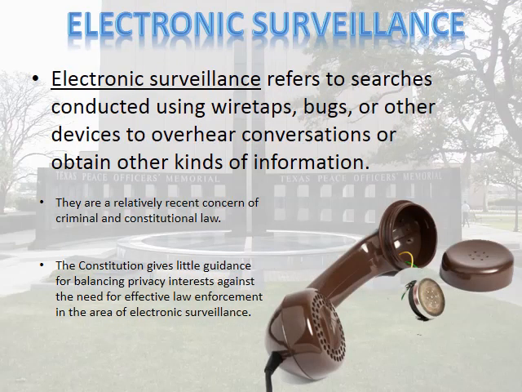Electronic surveillance refers to searches conducted using wiretaps, bugs, or other devices to overhear conversations or obtain other kinds of information. In the scheme of things, it's a relatively recent concept in criminal and constitutional law. Obviously, when our Constitution was written, we didn't have any electronic surveillance, so it wasn't addressed by our forefathers in the Constitution. The Constitution, therefore, gives little guidance on what should be allowed by law enforcement.